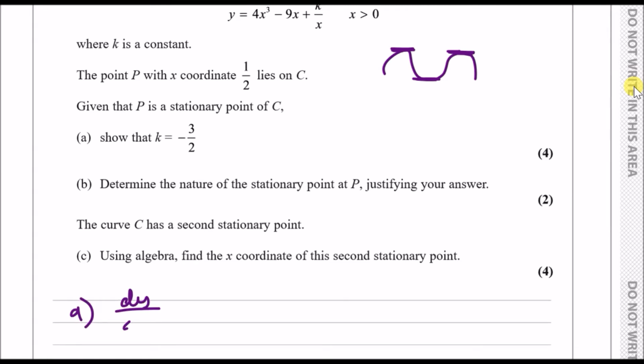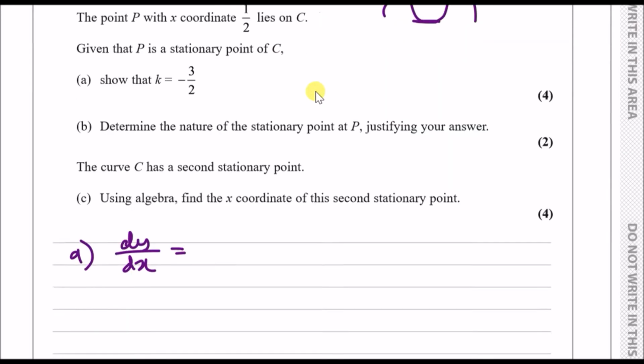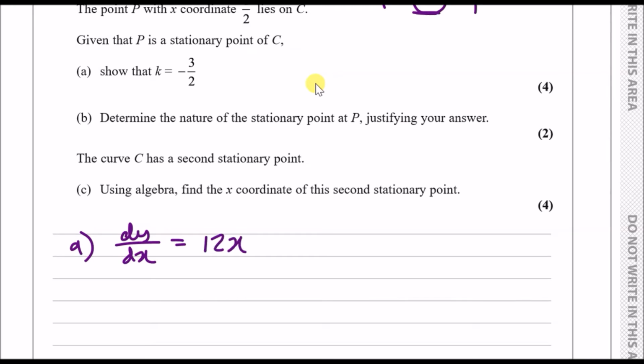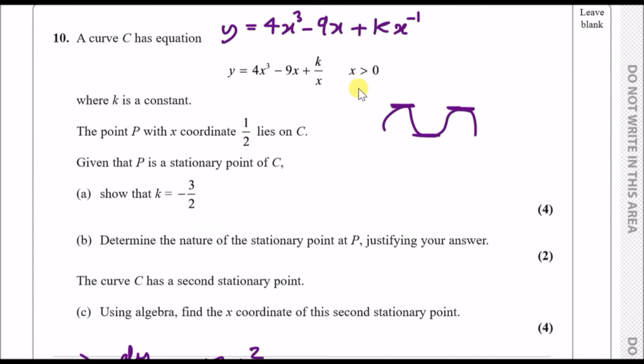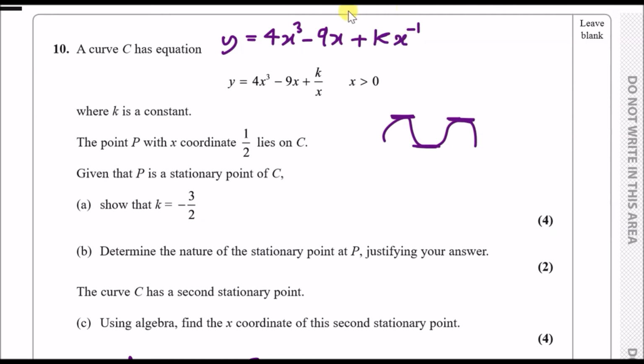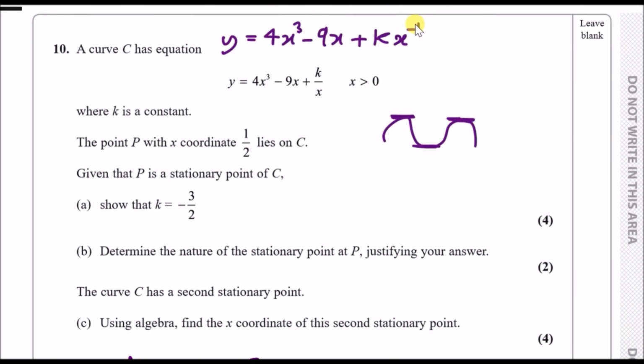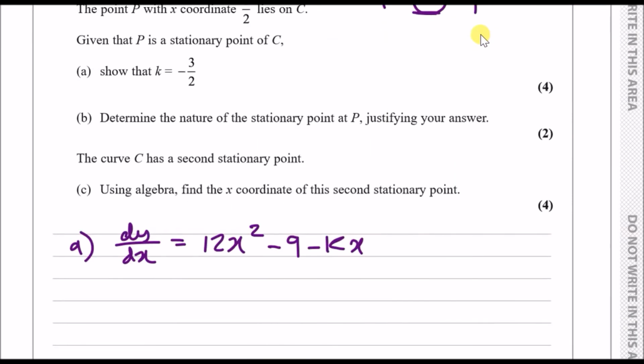Let's write dy over dx. The rule to differentiate is that you just have to drop the power. So it'd be 3 times 4, which is 12, and then subtract the power by 1. 3 take away 1 is 2. For the next part, if you're left with just an x, that vanishes, so you get minus just 9. And again, for this one, you drop the power down, so it'll be minus 1 times k, which is minus k x, and subtract the power by 1. Minus 1 take away 1 is minus 2. Okay, so this is good.